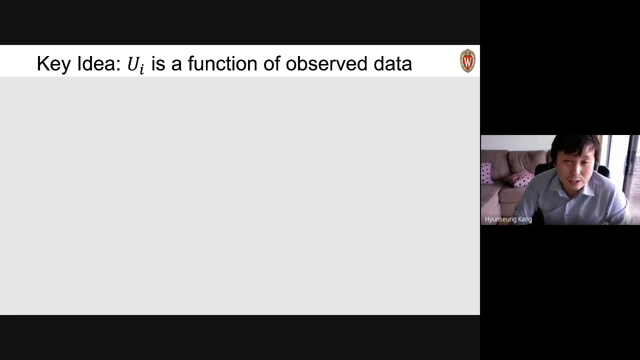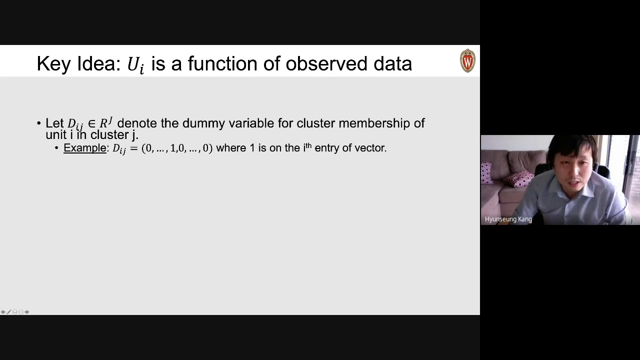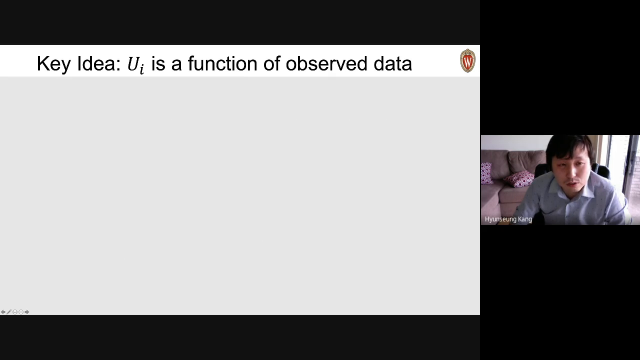So in our case, where U_j is not measured, but let's say there's a cluster, the key idea is that this unmeasured confounder can actually be written as a function of the observed data. This can be shown fairly easily if you define this new variable d_ij, a dummy variable for cluster membership of unit i in cluster j. So essentially, it's a vector of length number of clusters, and the jth entry is a 1, because that person belongs to cluster j.